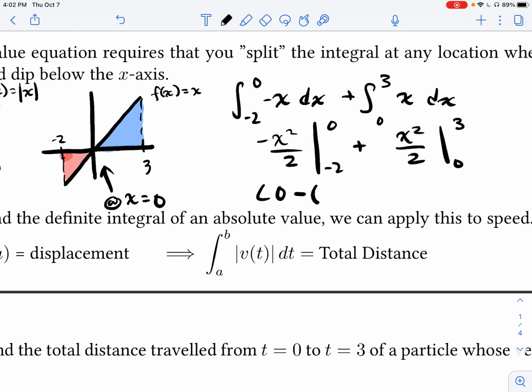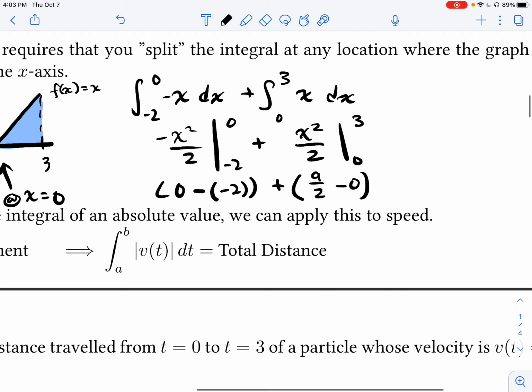-2 squared is +4, but we have a negative in front of it. So -4 divided by 2 is -2. So all that's just giving us +2. And then we're going to add to that this integral evaluated at 3. So 9 over 2 minus 0. So 2 plus 4.5, it's going to give us 6.5.